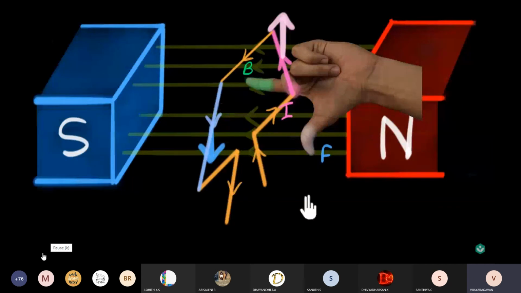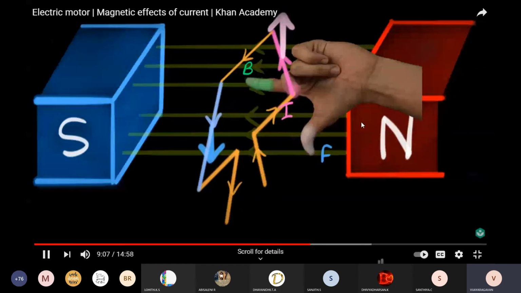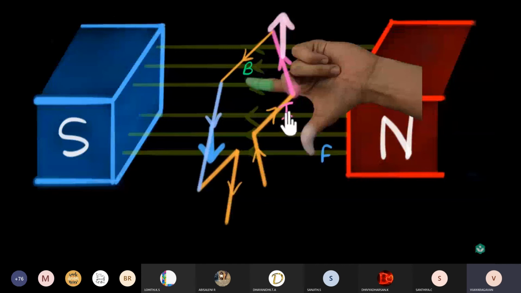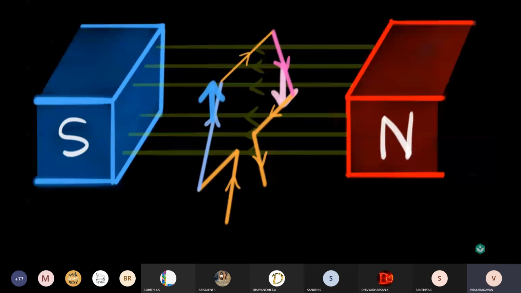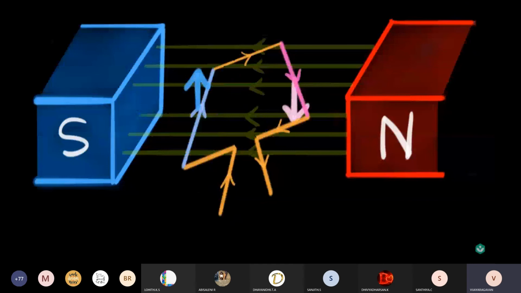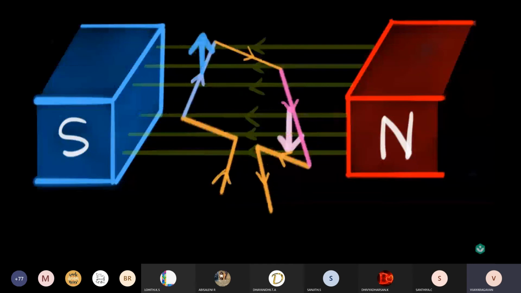And if you're wondering, well, how can we change the direction of the current just like that? We'll see how to do that a little bit later. But that's the most important thing over here. In this position, we have to change the direction of the current. So let's get rid of our hand, flip the direction of the current, and now the forces flip, and as a result, our coil will continue to spin in the clockwise direction.